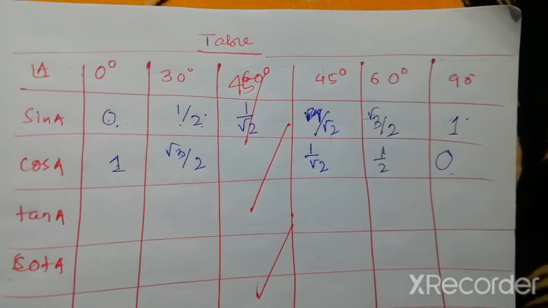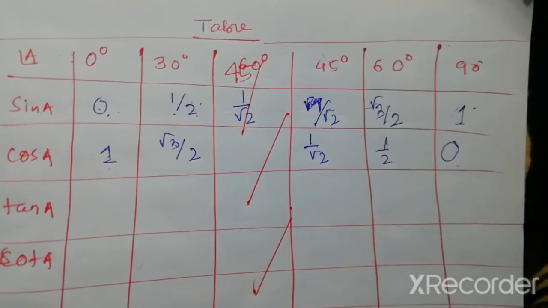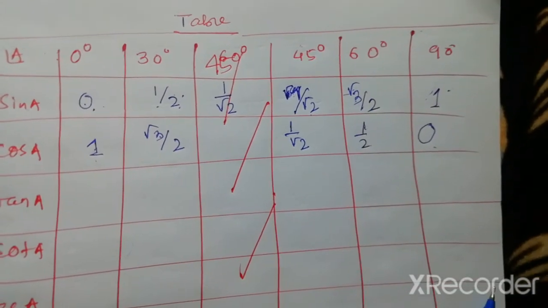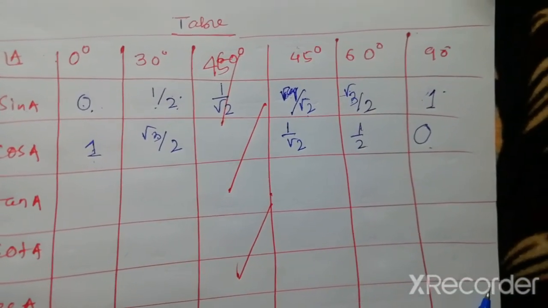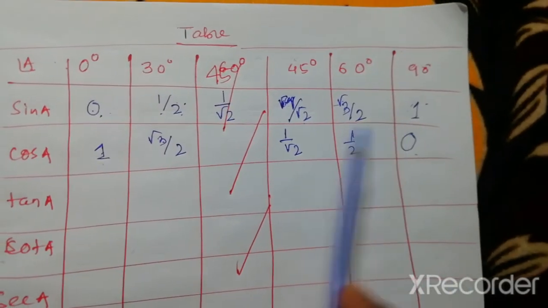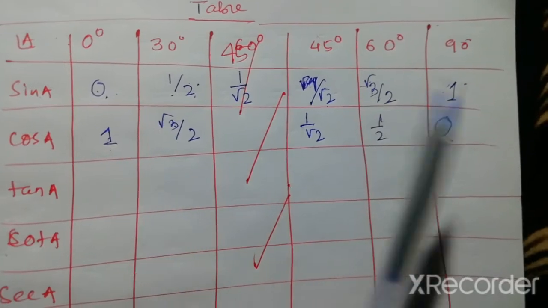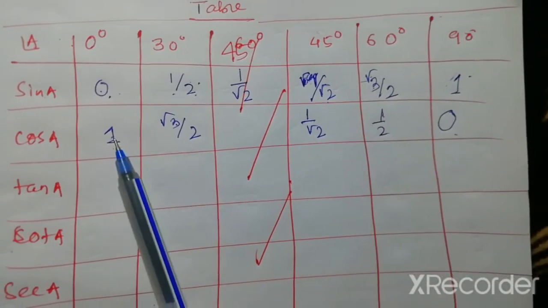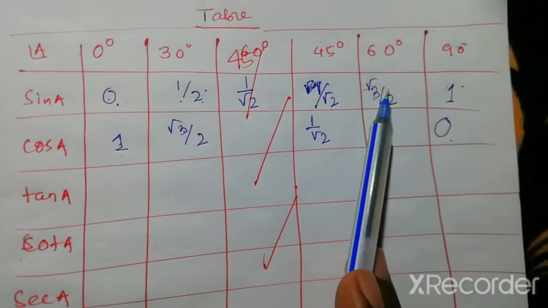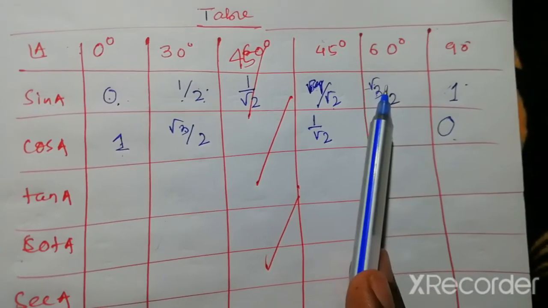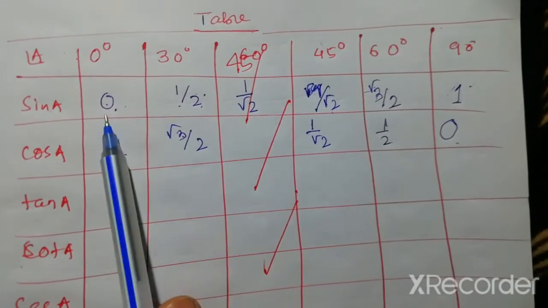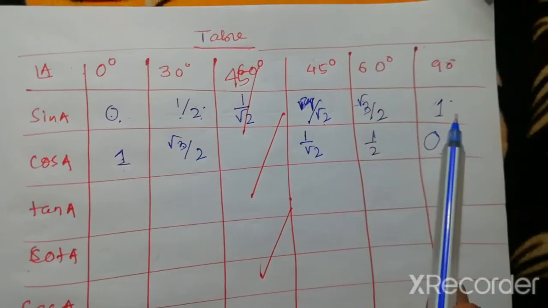You can write all the other things from it. I remember sine 0 is 0, sine 30 is 1 by 2, sine 45 is 1 by root 2, sine 60 is root 3 by 2, sine 90 is 1. This is starting from 0 to 1. And cos is just the reverse, 1 to 0. First one is 1, then root 3 by 2, 1 by root 2, 1 by 2, 0.